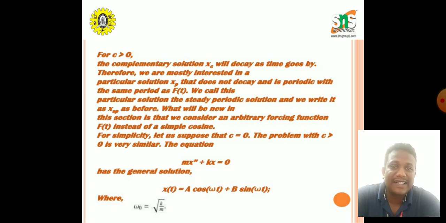For c greater than 0, the complementary solution xc will decay as time goes by. Therefore, we are mostly interested in a particular solution xp that does not decay and is periodic with the same period as f of t. We call this particular solution the steady periodic solution and we write it as xsp as before. What will be new in this section is that we consider an arbitrary forcing function f of t instead of a simple cosine.